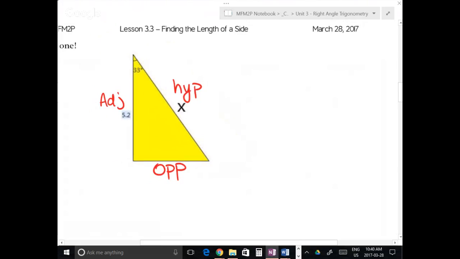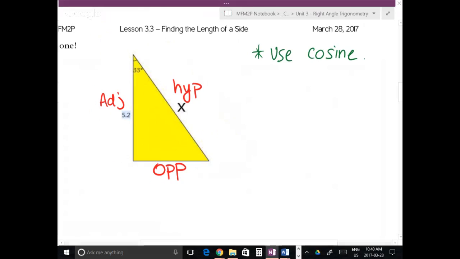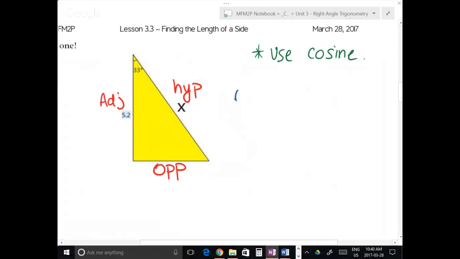Now we have to pick our ratio. What ratio did we pick for this, and why did you pick it? I picked cosine. Why did we pick cosine? Because the adjacent had the measurement, and the hypotenuse is where we need to find the side. Excellent. Very good. So we would use cos theta.